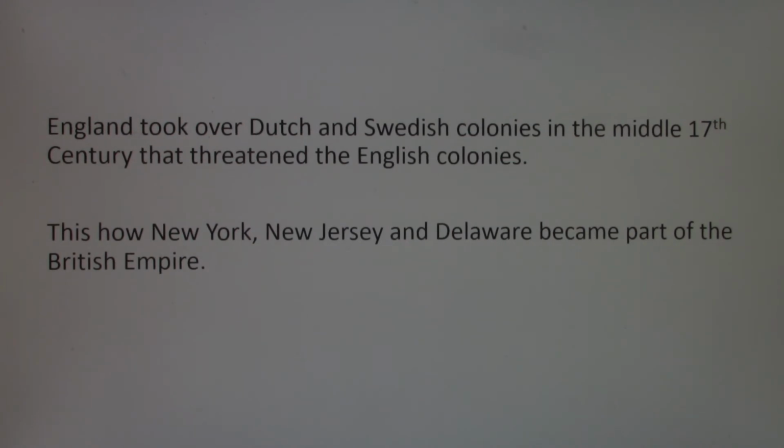The English are going to take over Dutch colonies in the mid-1600s and Swedish colonies at about the same time. We know that New Netherlands is going to be taken by the English and formed into New York and New Jersey. The Swedish colony will be taken over and renamed Delaware. All of this was done to expand the British Empire.